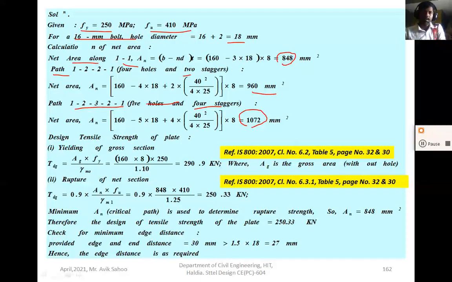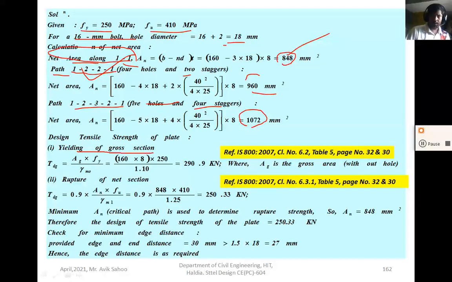So obviously the minimum area you have to consider. So you see that if the connection fails under tension, then the failure occurs along the line which has 3 holes, 848 square millimeter. The path 1 2 2 1 with 4 holes and 2 stagger is not the minimum. So this area, the minimum area, you have to consider. So if the member fails, then along this line the rupture occurs.